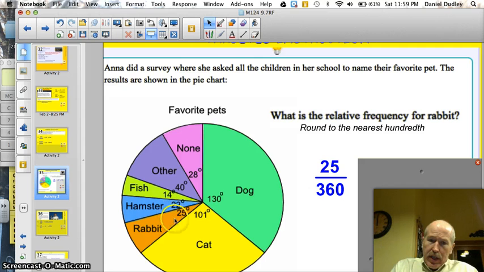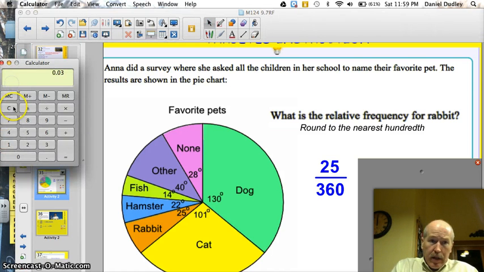Well, if you add all these up together, you'd have 360. So I put 360. And if you look at rabbit, it's 25. So I've got 25 over 360, which really means 25 divided by 360. If I do that, I get 0.833. That didn't come out right. Let me try that one. 25 divided by 360.